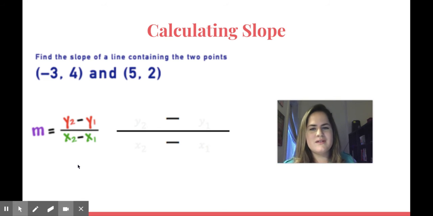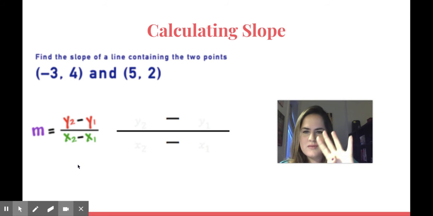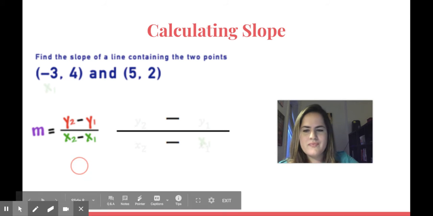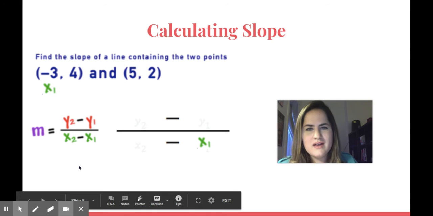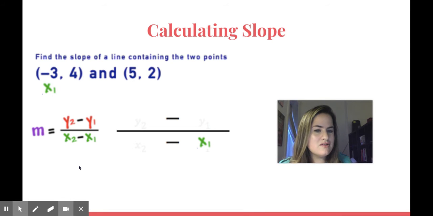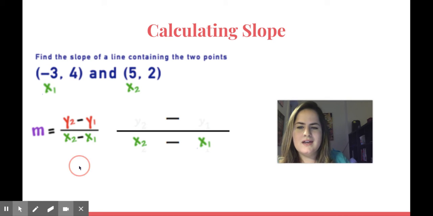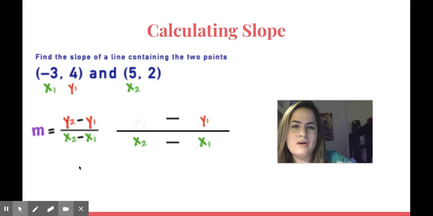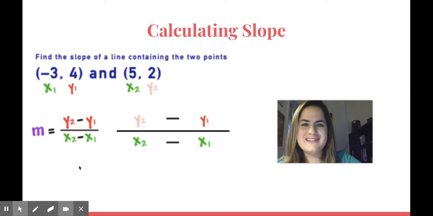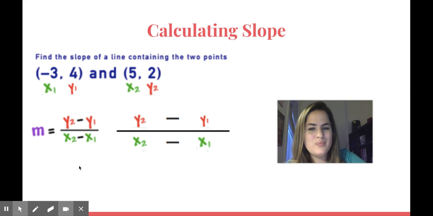So here's how this works. You need 2 points, so that's 4 numbers because each one comes with x and y. You're going to pick an x value, and you're just going to say that's x1. It's not an exponent. It's just like a little label. That's my first x value. So if negative 3 is x1, that means 5 has to be x2, or the second x value. And 4 would have to be y1. Make sure the 1's go together. And 2 would have to be y2.